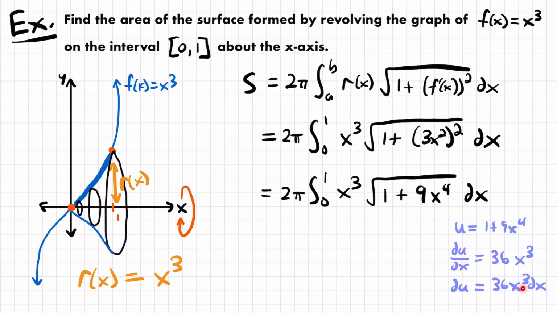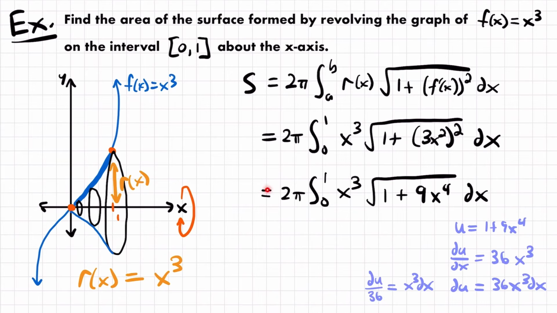Now whatever du is equal to, that needs to be found within our integral so that we can replace it with du when we rewrite this integral in terms of u. Now I see x cubed dx in our integral. X cubed is here and dx is right here, but I don't see 36 but that's not a problem. We can divide both sides by 36, and so if I do that, we'll have that du divided by 36 is equal to x cubed times dx.